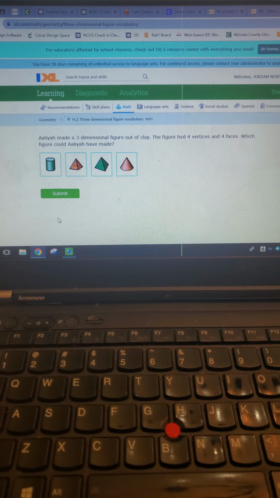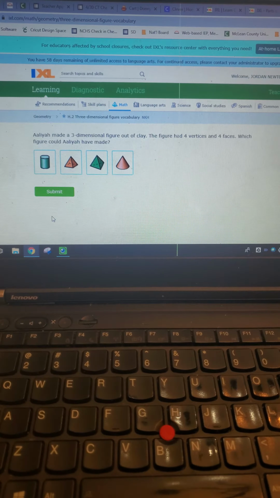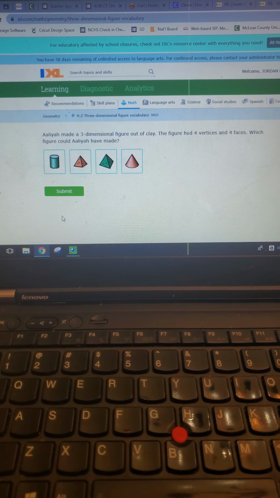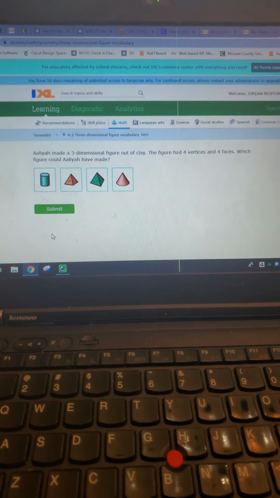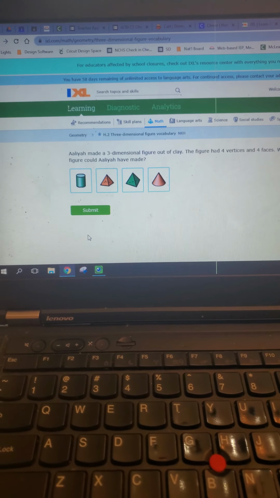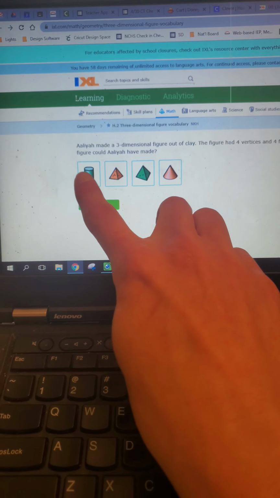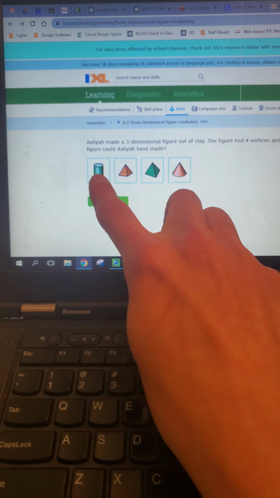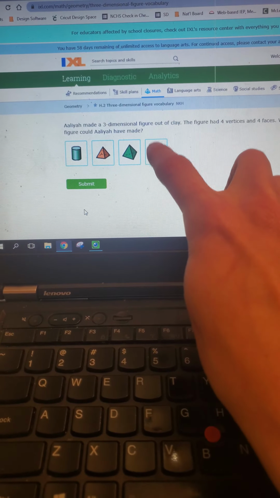Aaliyah made a three-dimensional figure out of clay. The figure has four vertices and four faces. Which figure could Aaliyah have made? So remember, vertices are the points. Faces are the flat parts, the flat shapes. So if we look at this first one, no points. So it's not this one. If we look at this last one, there's only one point, so it's not this one.